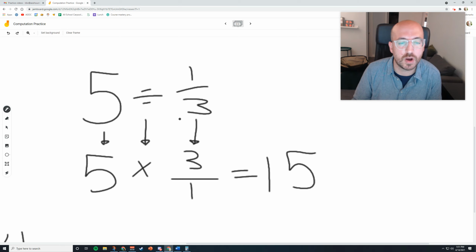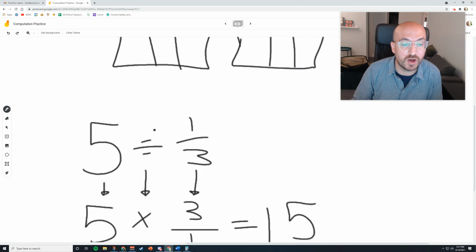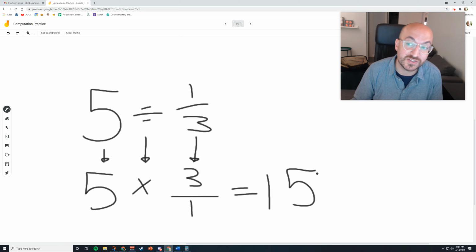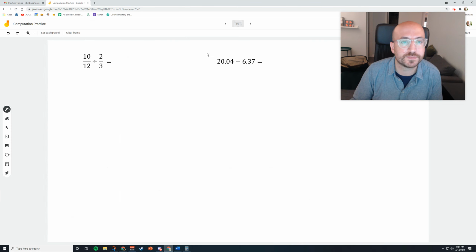I would love to explore more with why this works. Doing keep, change, flip is not becoming the master of fractions. I think understanding what it means and being able to draw a picture helps you understand why. So I'm glad that you know, oh, we can keep, change, flip, get the answer. But math is not always about getting the answer, but understanding why that works.